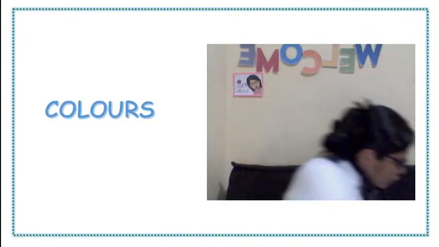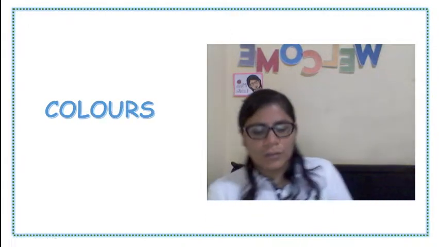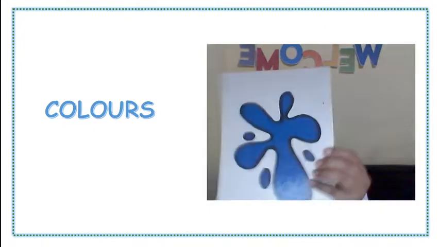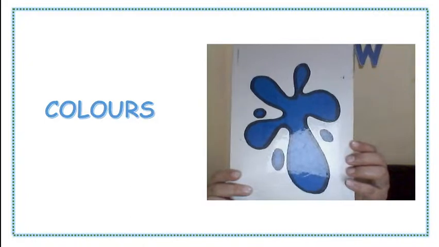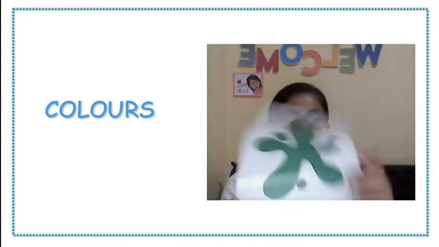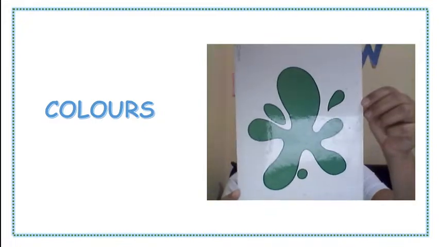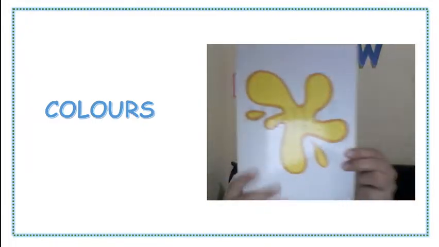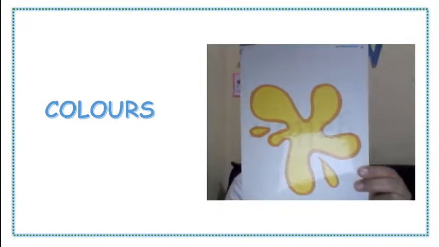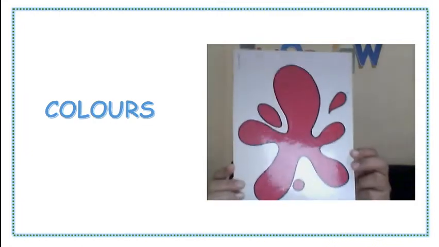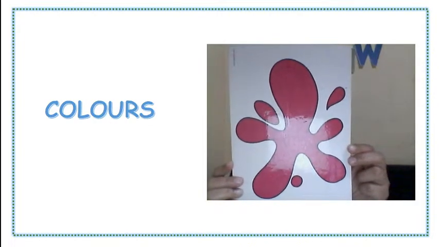Now, remember my colors. Here we have our colors, yes? Remember, this is the color. What color is it? Blue, very good. This is the color. What color is it? Green, excellent. This is the color. What color is it? Yellow, very good. This color is, remember? Red, excellent.